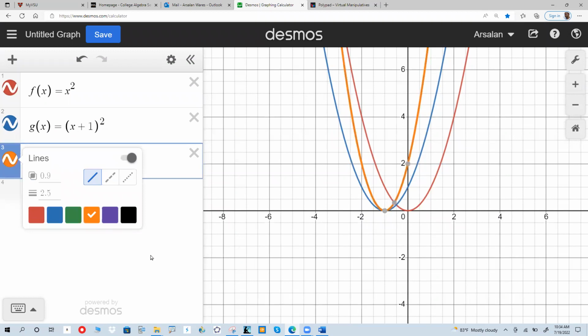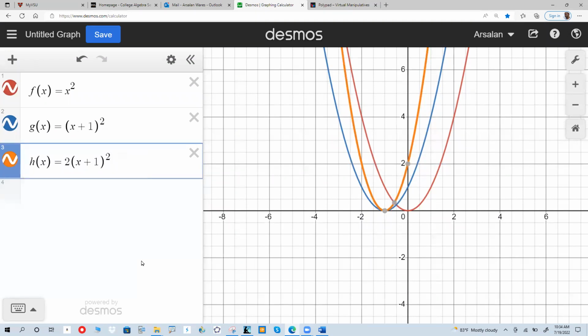Let's make it orange. Look at the orange one. Compare the orange one to the blue one. According to our rule, it should be a vertical stretch by a factor of 2, and that's exactly what it is. The orange one is a vertical stretch of the blue one. Does that make any sense? Yes. Good. Now we're going to stick a minus sign.